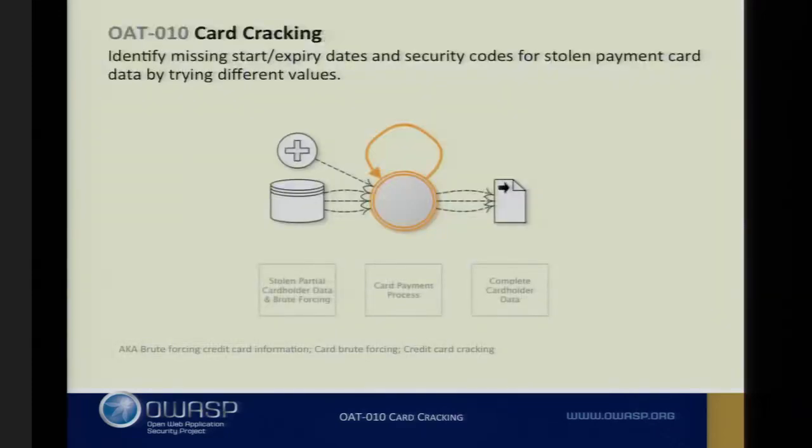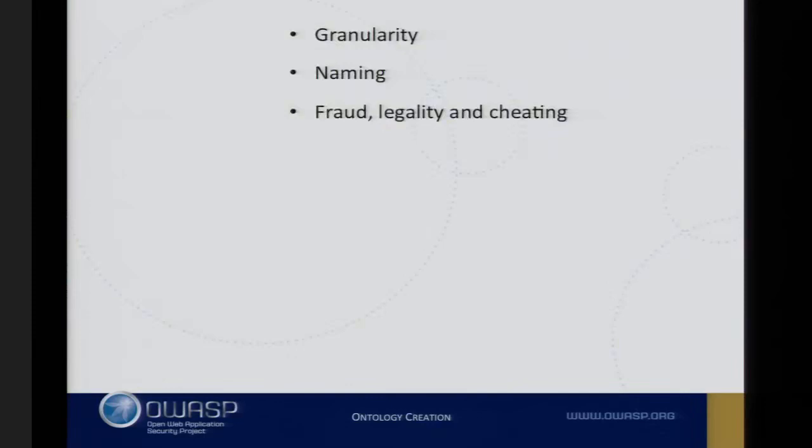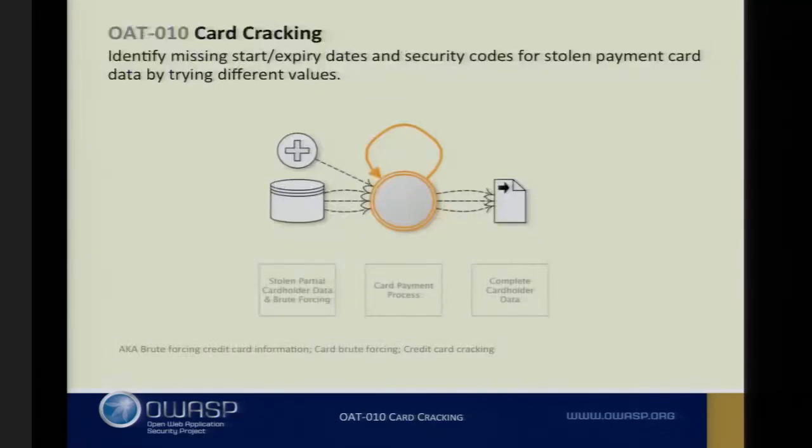So let's just look at a handful of them. In the booklet, each page has one of these diagrams. We've got the identifier, the name, a summary description, a diagram giving an indication of what's going on, and then down the bottom here we can see other names that sometimes appear in literature. So card cracking is the brute force attack against an application's payment card processes to identify missing values, typically for security codes or dates, where you've got the primary account numbers.